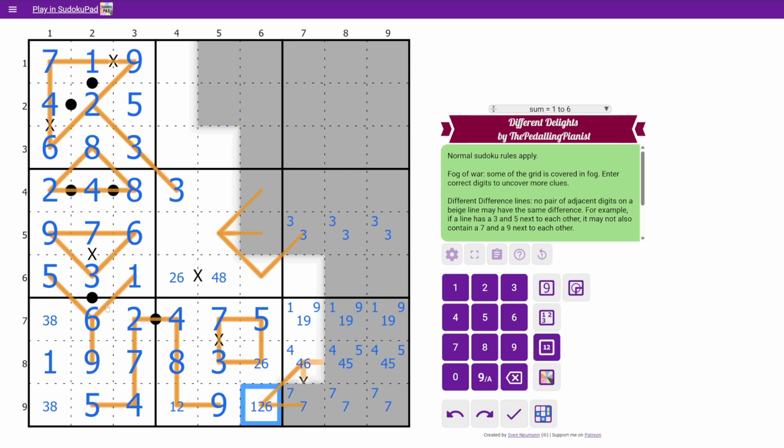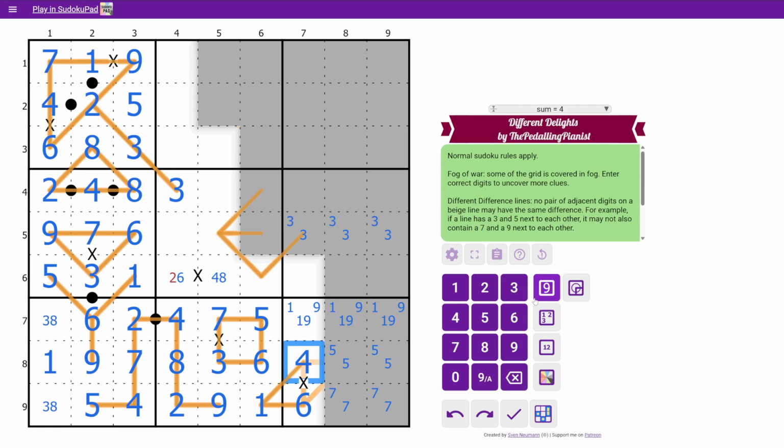So this can't be a 2. And it can't be a 6 either, because then it would still have a difference of 2 somewhere. So if it was like 6, 6, 4, this has to be a 1. This has to be a 2. This has to be a 6, 4, 6.